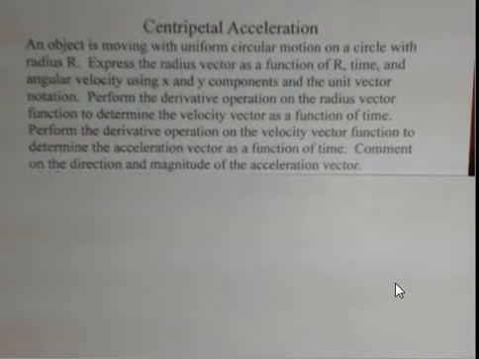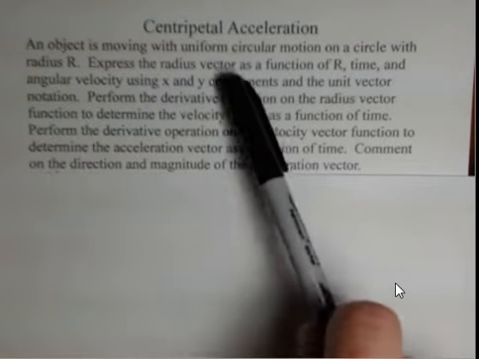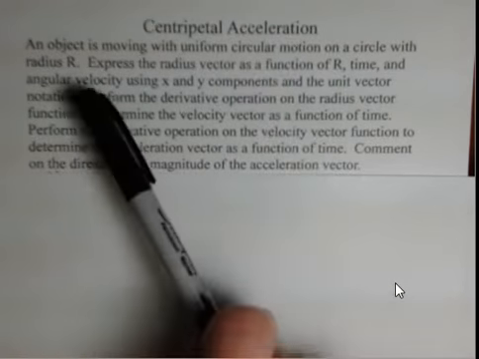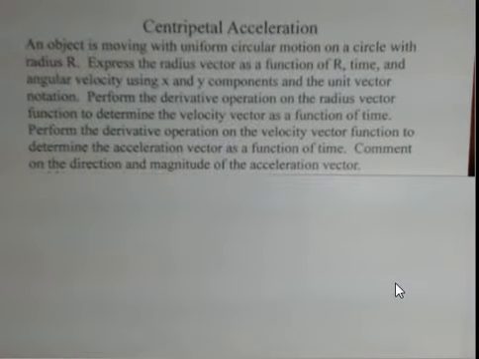Centripetal acceleration, both the direction and the magnitude of the centripetal acceleration. We're going to consider an object moving in uniform circular motion. Capital R is the radius of the circle, and in the development here we're going to write down the radius vector, that starts at the origin and goes out to the object, in x and y components. And we'll use the i hat and j hat unit vector notation.